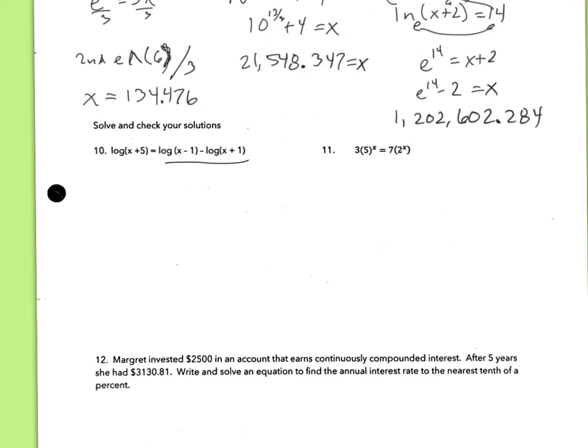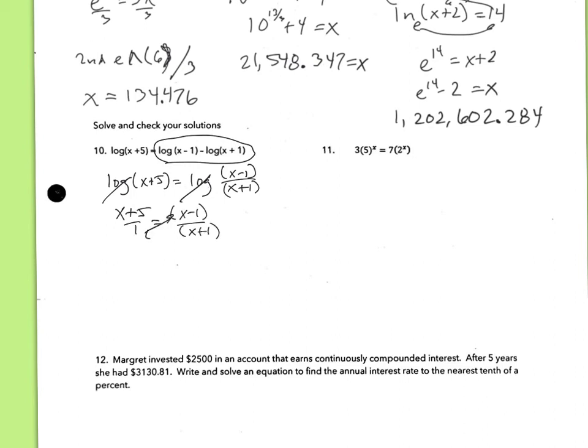So let's put this back together. This side is a division problem. So we have the log of x plus 5 is equal to the log of x minus 1 on top of x plus 1. Now they have the same log base 10, so that can be gone. And we're going to cross multiply. I'll rewrite it here. X plus 5 over 1 is equal to x minus 1 over x plus 1. So we cross multiply. X minus 1 is equal to x plus 5 times x plus 1.